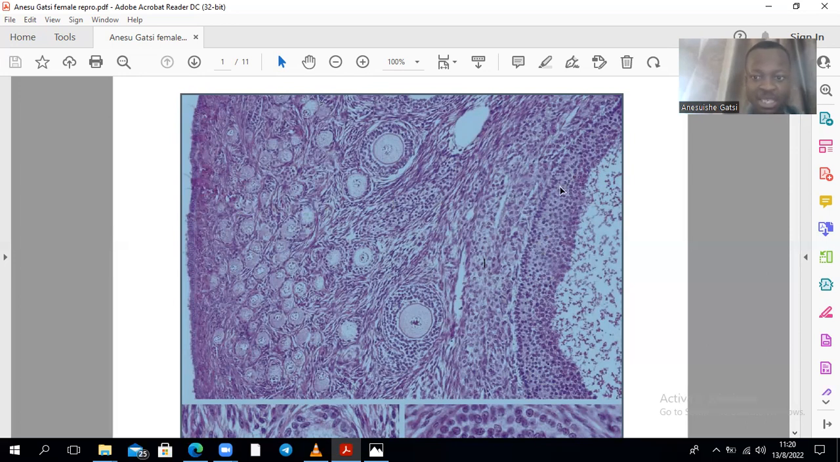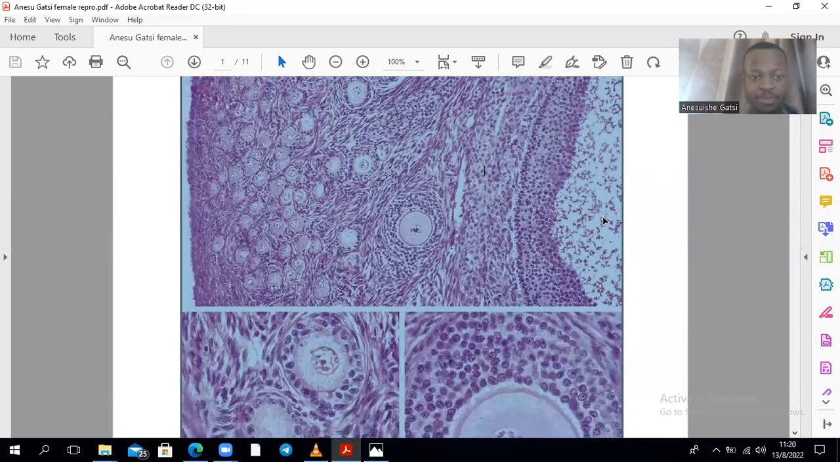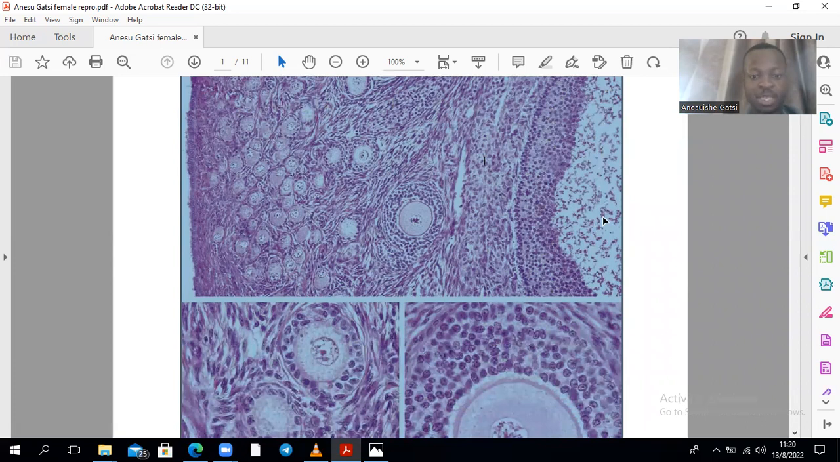Then these are granulosa cells here. Those are granulosa cells. This here is an antrum, an antrum right over there. Then that's the cortex.